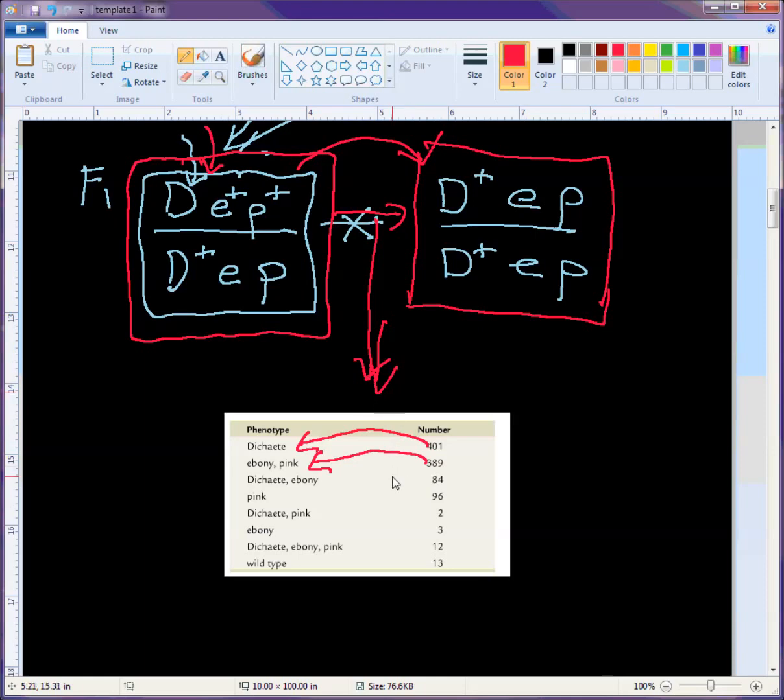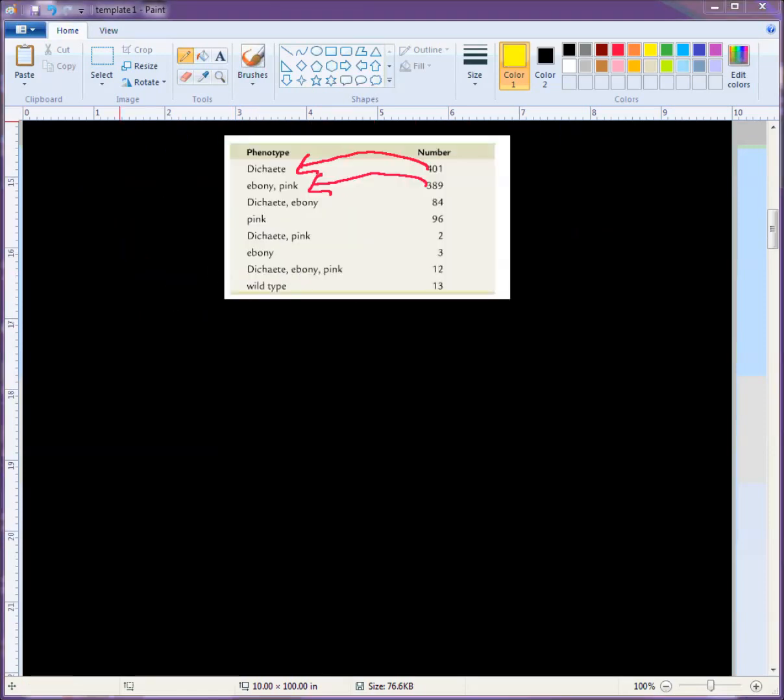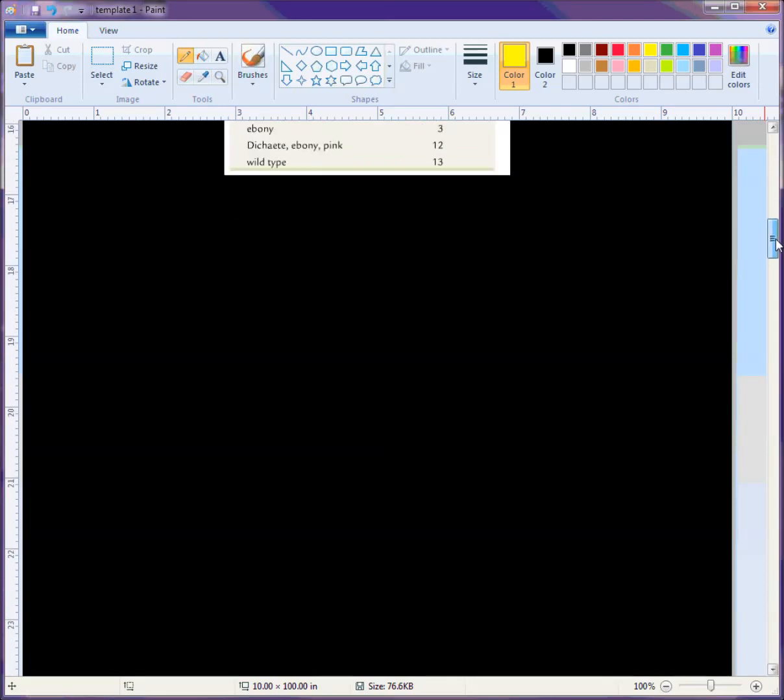Now let's start with what we've already predicted. So dicate on the left, ebony in the middle, and pink on the right, and that's a little misleading, right? So we can only determine what's in the middle, and we'll just start by predicting ebony is in the middle. Okay, so we are going to start with ebony in the middle, and I'm going to scroll down a little bit here.